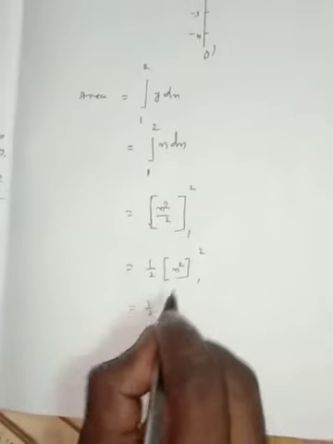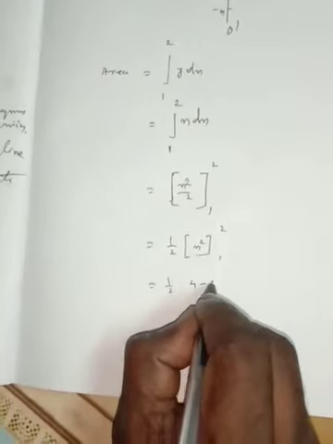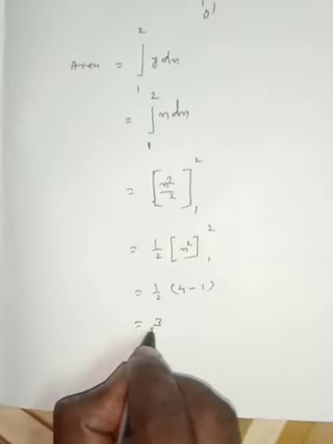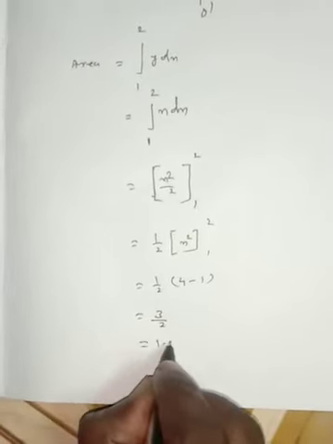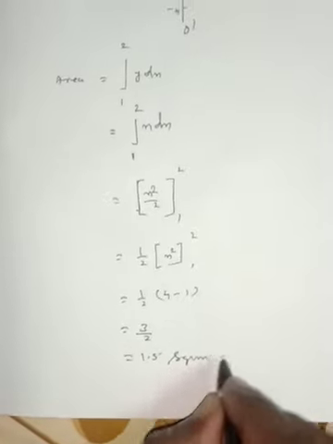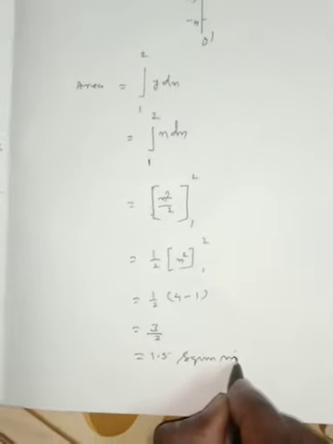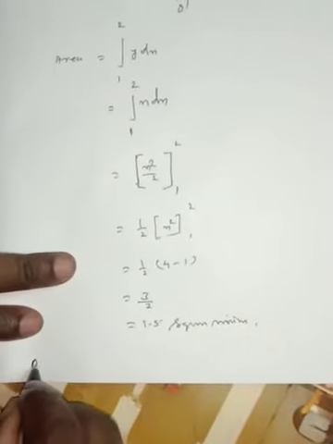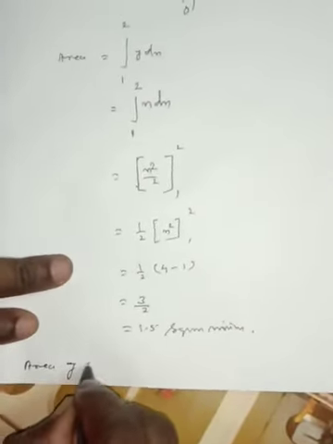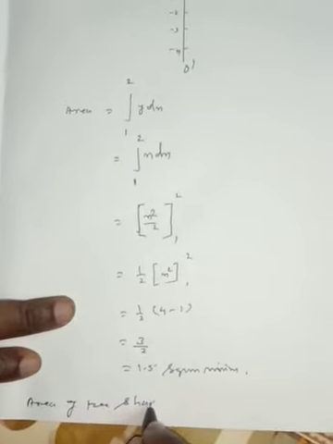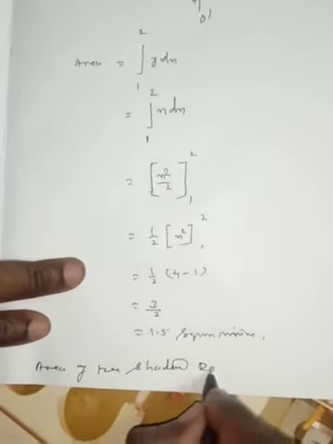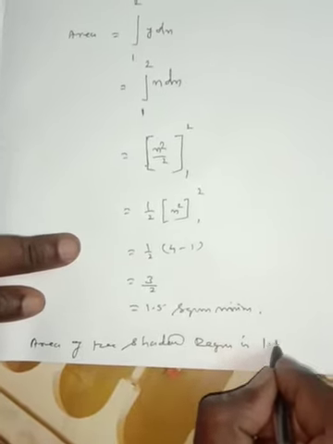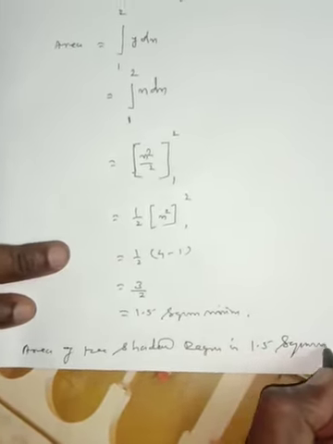Apply the upper limit, 2 square is 4, minus the lower limit, 1 square is 1, so 3 by 2. 3 by 2 is equal to 1.5 square units. The area of the shaded region is 1.5 square units.